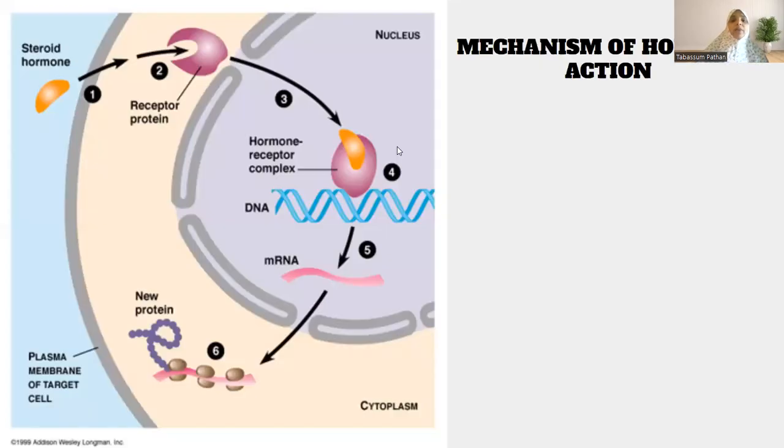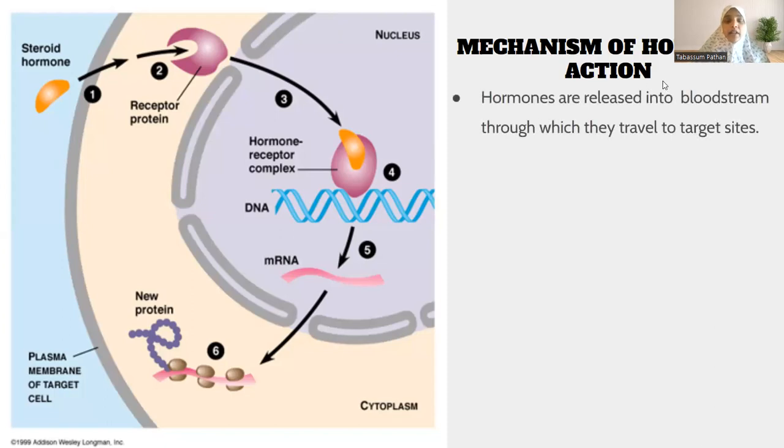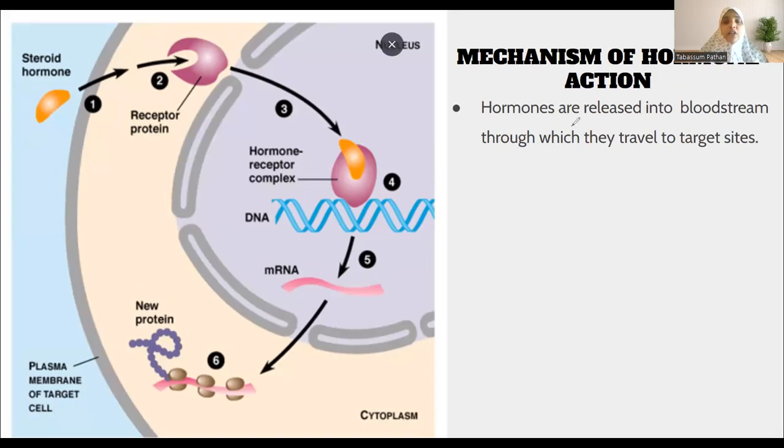Okay, now moving to the mechanism of action. So there are two important mechanisms of how a hormone acts. Basically, when a hormone is secreted, how do they go and trigger the target organ? That is what we are going to see in this slide. So first we begin with step one. The hormones are first released into the bloodstream, and through it they travel to the target site. Because we are talking about the endocrine system, all the hormones will be released into the bloodstream only.